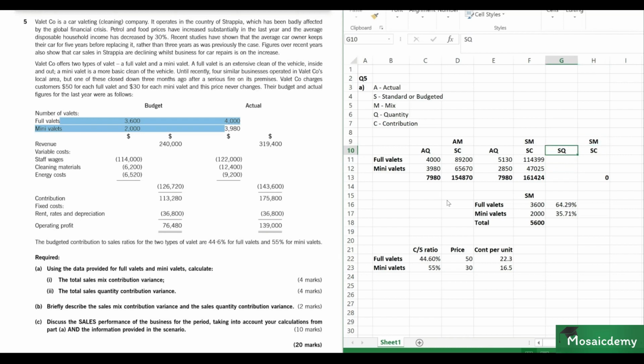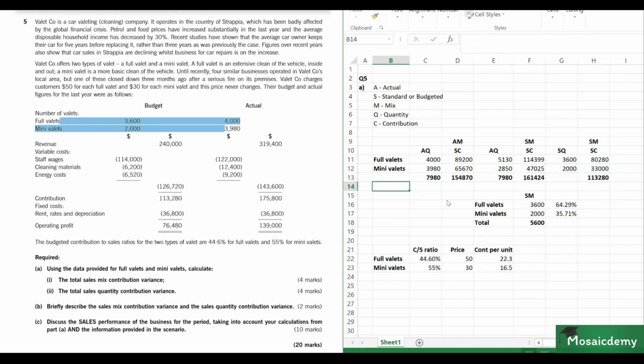In this case, standard quantity is technically your budgeted quantity because it's a sales variance. And let's just be clear. Well, we've mentioned standard or budgeted, so we don't need to clarify too much, I guess. So this is still going to be the 3,600 and the 2,000, because remember, standard quantity is the same as budgeted quantity for sales. Once again, we'll multiply these by the corresponding contributions per unit. So we get these amounts, okay?